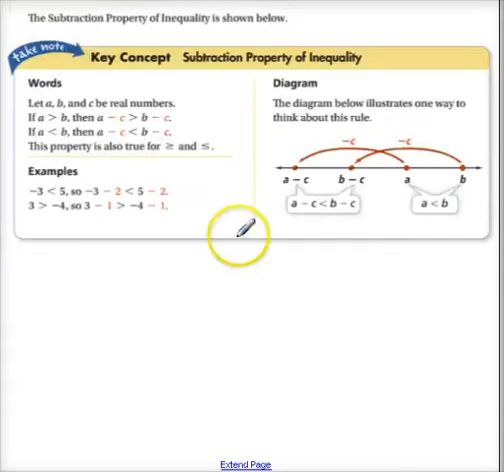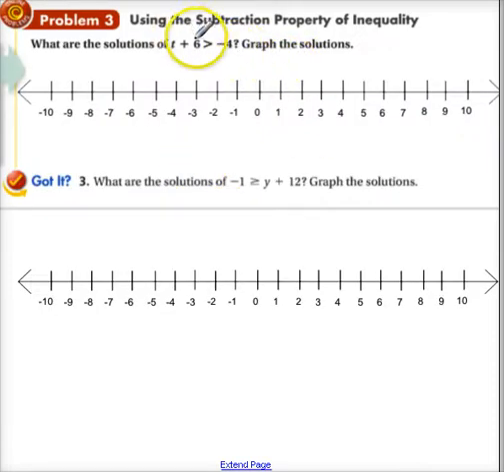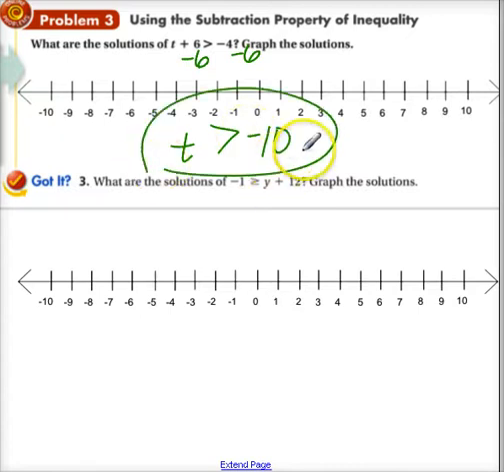All right. Here's the subtraction property of inequality. Pretty self-explanatory. I can subtract something from one side as long as I do it to both sides. So we'll use that in an example. T plus 6 is greater than negative 4. I want to isolate t, so I'm going to subtract 6 from both sides. I have t is bigger than negative 10, so I need that as part of my answer. I'm also going to do an open circle at negative 10 and shade all the solutions greater.